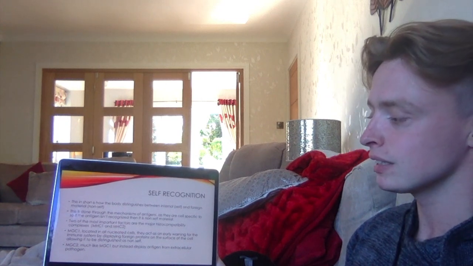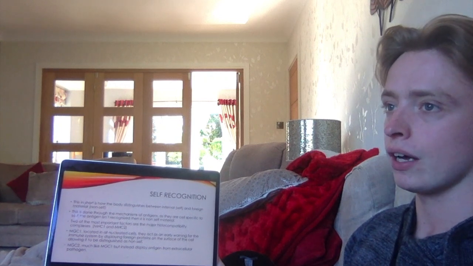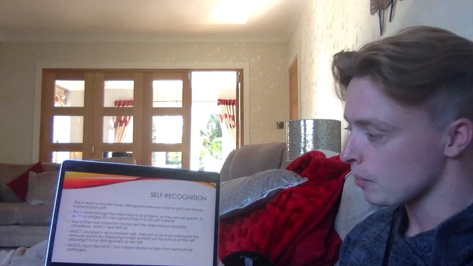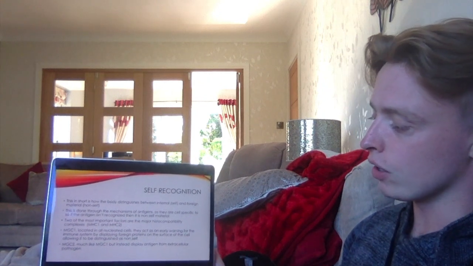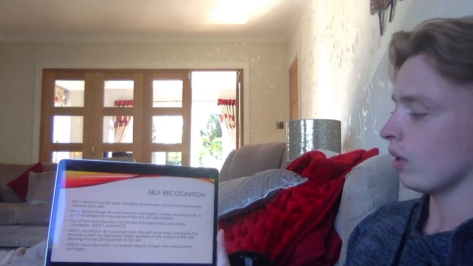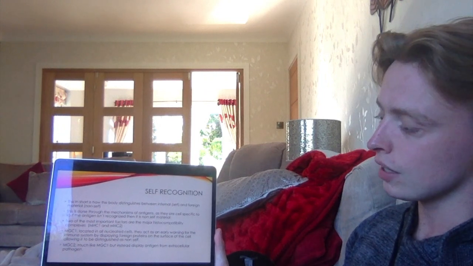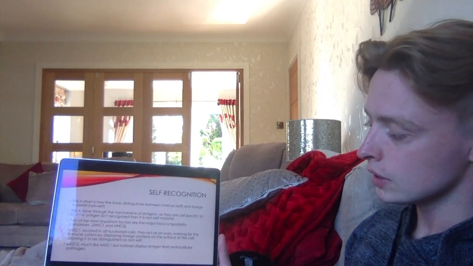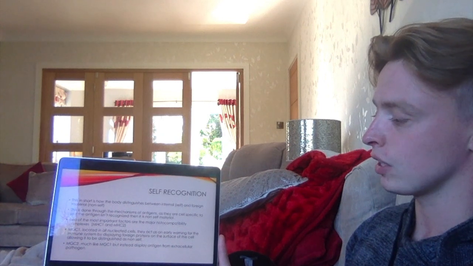histocompatibility complexes. This is essentially how the body recognises the difference between a foreign and domestic part of the body. So MHC 1 is located in all nucleated cells, and they act as an early warning for the immune system by displaying foreign proteins on the surface of the cell, allowing it to be distinguished as non-self. And then MHC 2 is much like the first one, but instead displays antigen from extracellular pathogens.